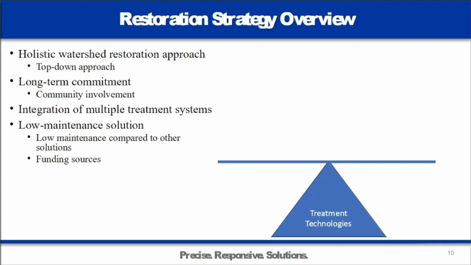So when choosing treatment technologies, I think of a scale here and which way we want to look at. You need to balance your upfront cost with long-term operation and maintenance. You can have systems like diversion wells that have a much lower upfront cost to install, but they require a long-term commitment and long-term operation and maintenance.